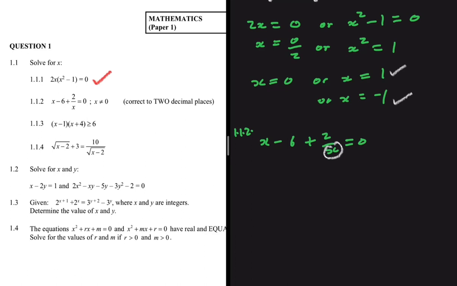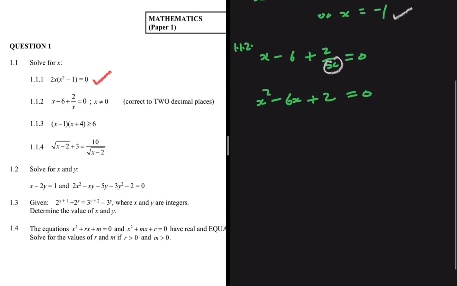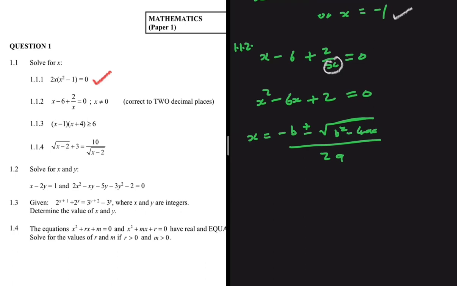So if we go ahead and do that, we're going to get x squared minus 6x plus 2, right, is equal to 0. So now we're going to go ahead and say that x is equal to minus b plus or minus the square root of b squared minus 4ac divided by 2a. This is the quadratic formula. So what is a? A is the coefficient of x squared, and then b is the coefficient of x, and c is the constant term.